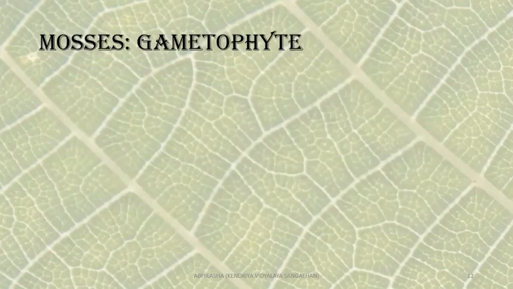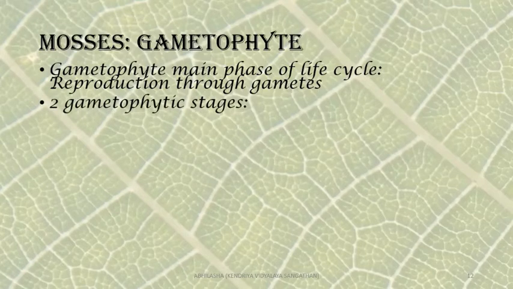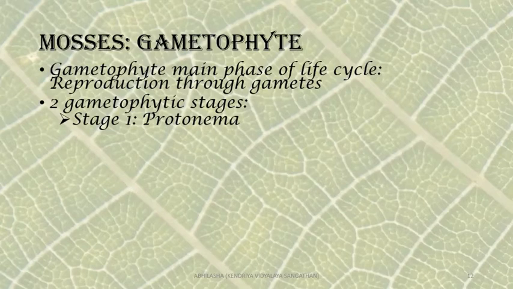The second group is mosses. The gametophyte of mosses, this is the main phase of life cycle, and it reproduces through gametes. You must remember that gametophyte is haploid. It has two gametophytic stages. The first stage is known as the protonema, which develops from the spore. So spore on germination immediately forms the stage known as protonema.